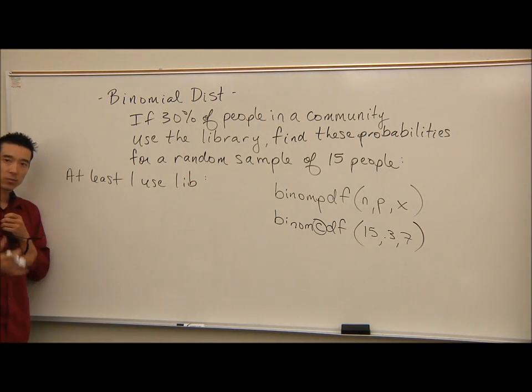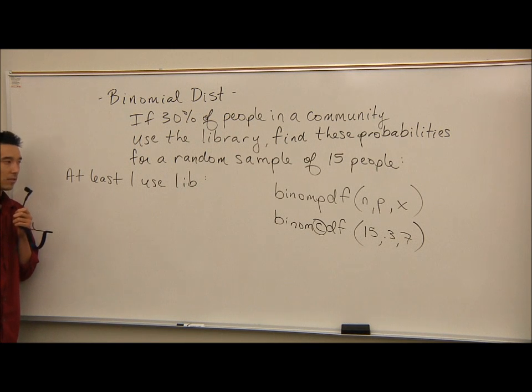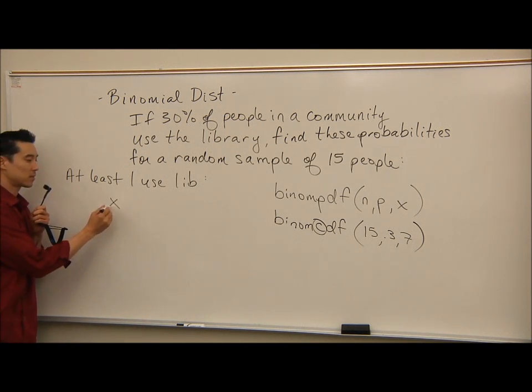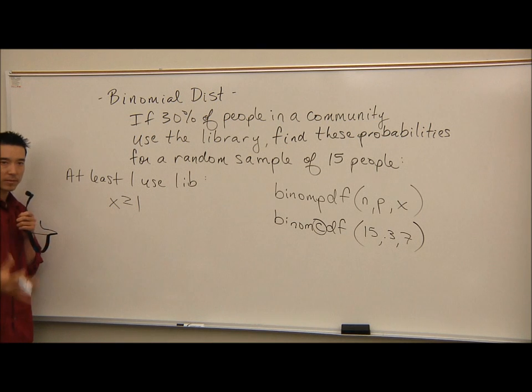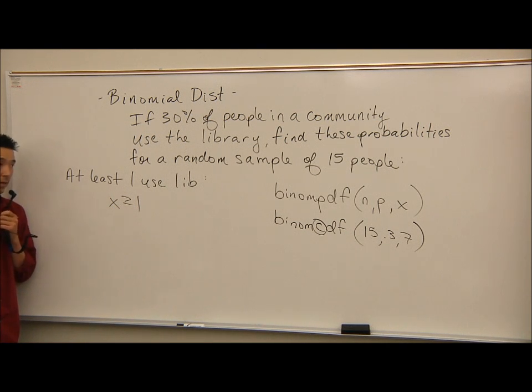What is at least 1? So 1, 2, 3, 4, all the way up to 15, right? So at least 1 is x is greater than or equal to 1. So 1 all the way up to 15. All right, how am I going to get that, though?